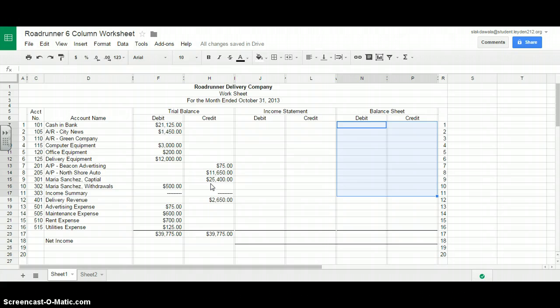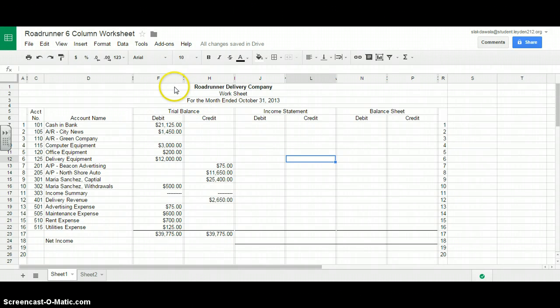As we know, accounting is used both internally by management and externally by investors and banks and so forth. So building these financial statements is going to give us the reports that we need to share with people outside of the company. So this 6-column worksheet is divided into 5 sections.